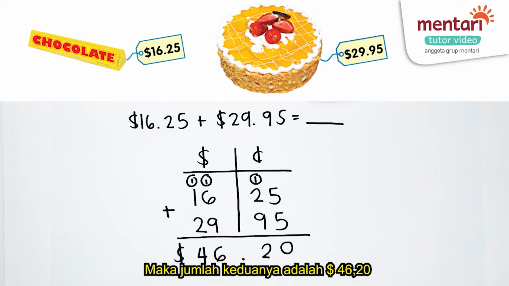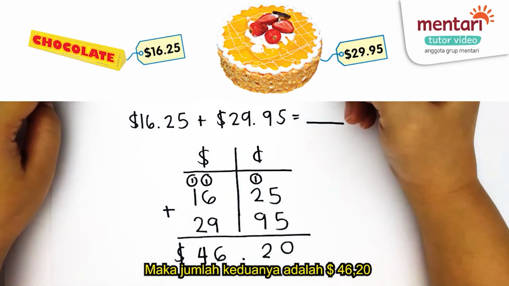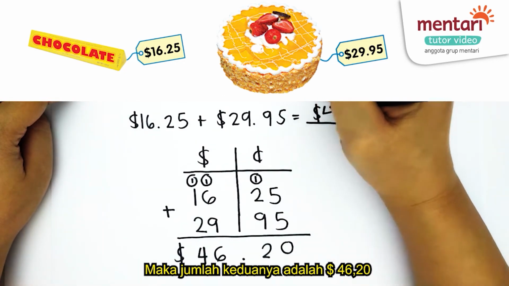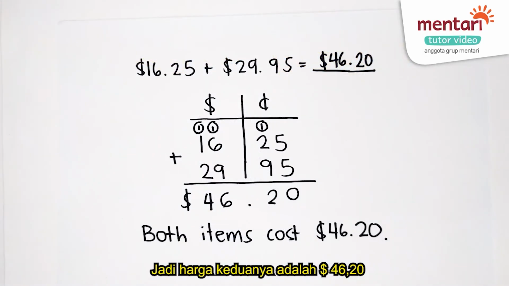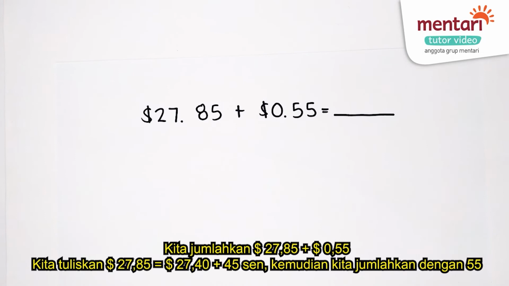Therefore, $16.25 plus $29.95 is $46.20. So how much do both items cost altogether? Both items cost $46.20.